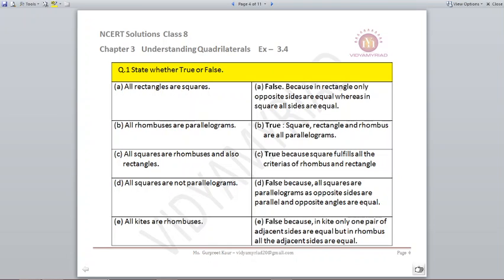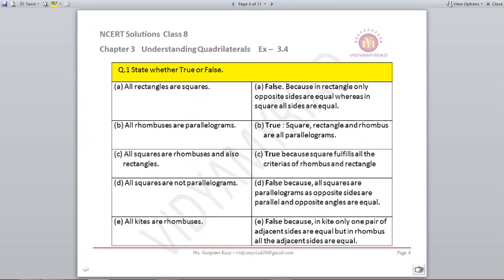All squares are not parallelograms. No, it is false, because all squares are parallelograms as they hold all the properties of parallelograms. All kites are rhombuses. It's a false statement.